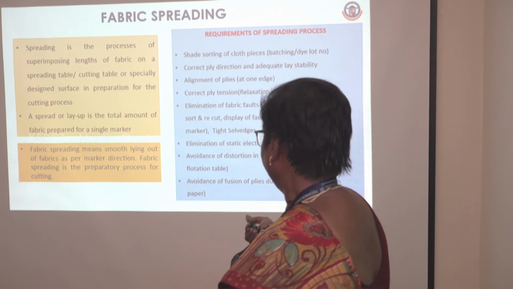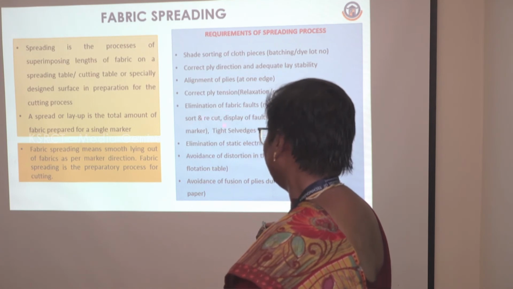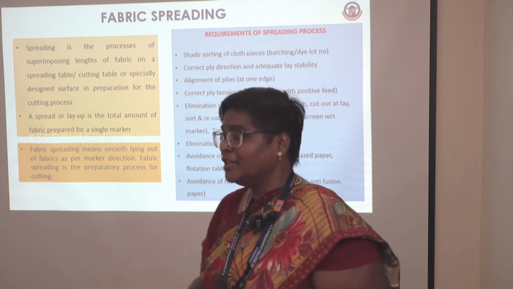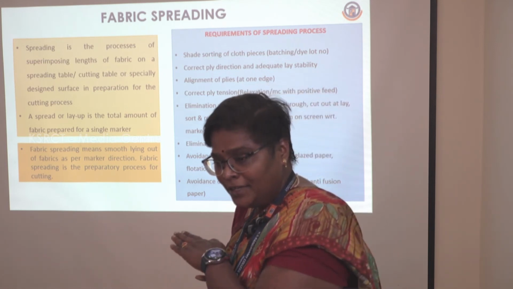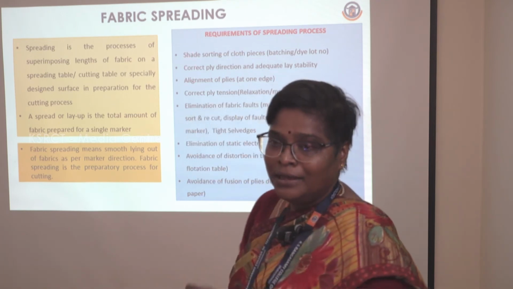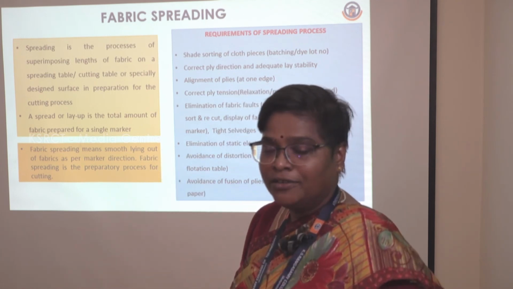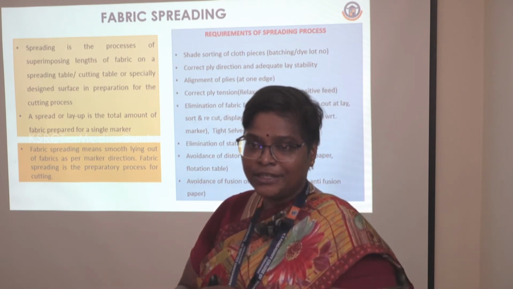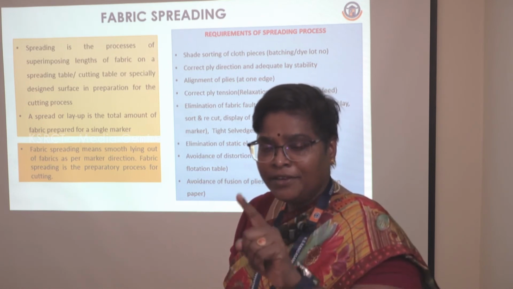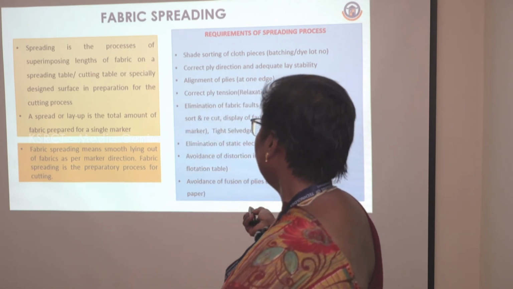Okay. Then elimination of fabric faults. Make through cut out of thread, sort, recut, display fault portion on screen. Everything is possible. For example, when I am laying every single piece of a lay, I will be able to identify all these faults like shade sorting, small missing ends or a small loop missed, or some tuck formation, some shade variation, some stain. All those things I can identify. Right? If a defect is found, that particular portion of the fabric should be removed and then it should be laid on the fabric.